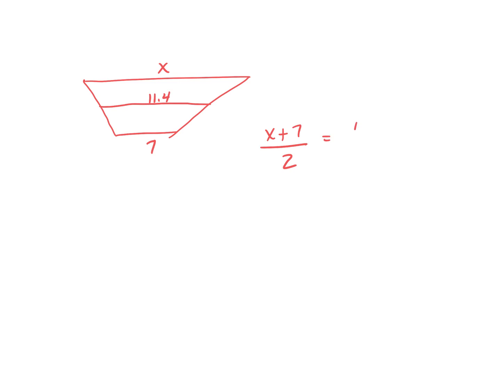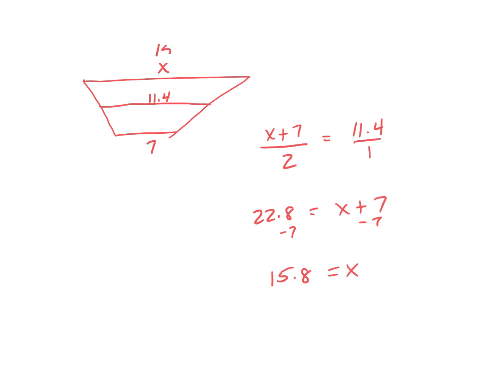So we're still finding the average of the bases, which is x plus 7 divided by 2 equals 11.4. So what I would do here is put a 1 here, and this is going to be 22.8 equals x plus 7. And we subtract 7 from both sides, and we get 15.8 equals x.